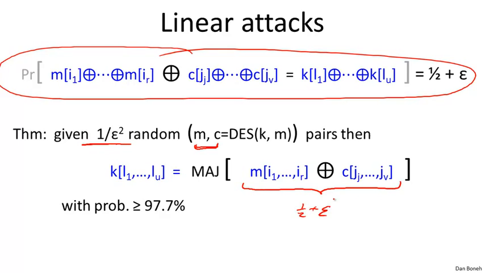So if you take majority over all the values you've computed, it turns out it's not so difficult to see that in fact you'll get the correct prediction for the XOR of the key bits with probability 97.7%. In other words, if this relation happens to be correct more than half the time, then the majority will be right. And because there's an epsilon bias, the probability that you will be correct more than half the time is in fact 97.7%, in which case the majority will give you the correct XOR of the key bits. Okay, so this is kind of cool. Within 1 over epsilon squared time, you can figure out an XOR of a bunch of key bits.